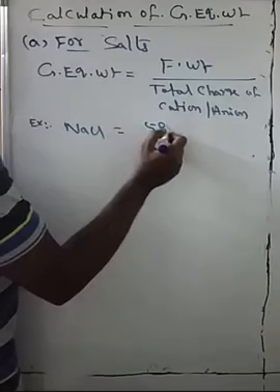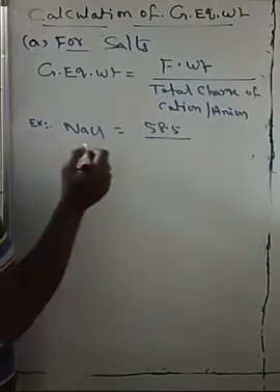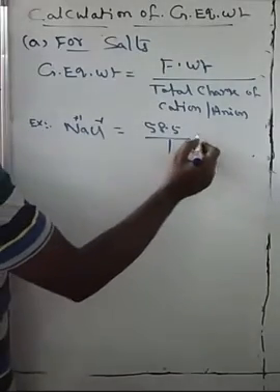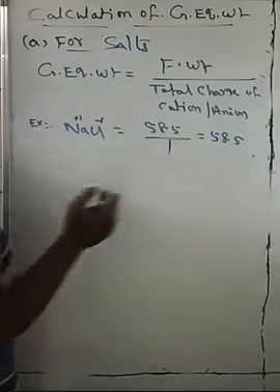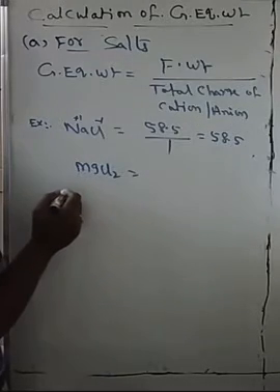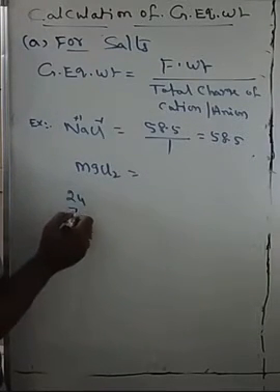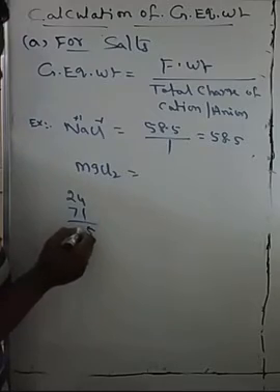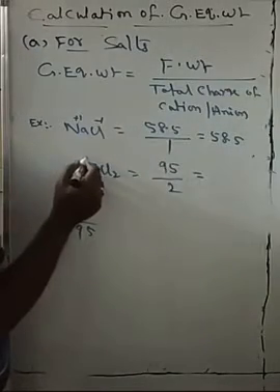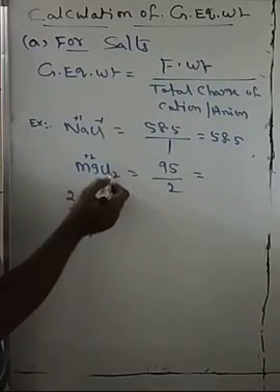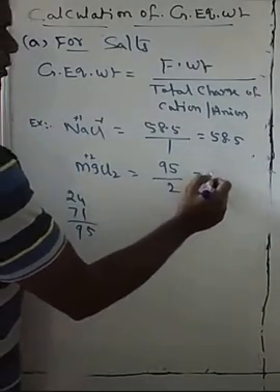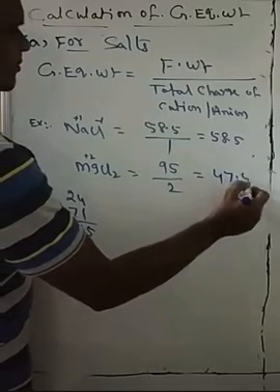Formula weight is 58.5 divided by the charge. How much is the charge? Sodium charge 1, chlorine charge 1. So we can take it as 1 only. It becomes 58.5. Like that, magnesium chloride. Magnesium is 24, 2 chlorine 71. It becomes 95. Therefore 95 divided by how much? 2, because magnesium charge is plus 2 and each chlorine charge is minus 1, 2 chlorine minus 2. That's why 95 by 2.